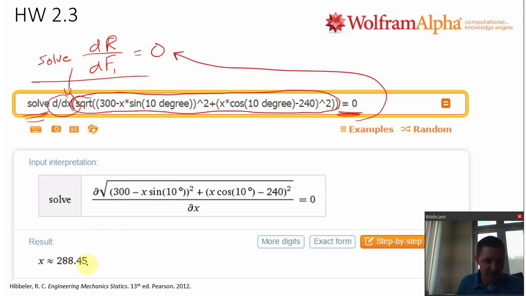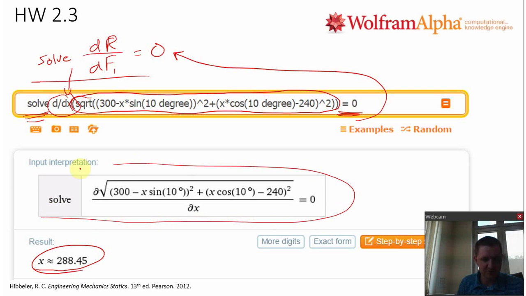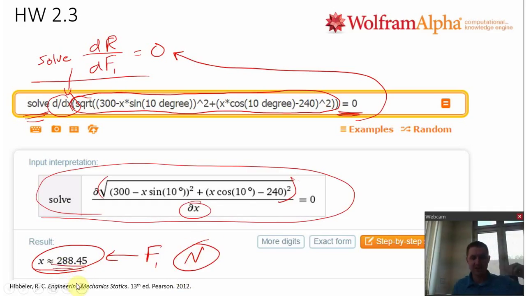That finds when the slope is equal to 0, which is a minimum, and there's the answer. Here was what Wolfram Alpha interpreted. I can see it interpreted it correctly. There's the function R right there. Take the derivative with respect to x and set it equal to 0. So that's the answer for F1. Now, what are the units of this? It's in units of newtons. So when F1 is 288.45 newtons, R is a minimum.